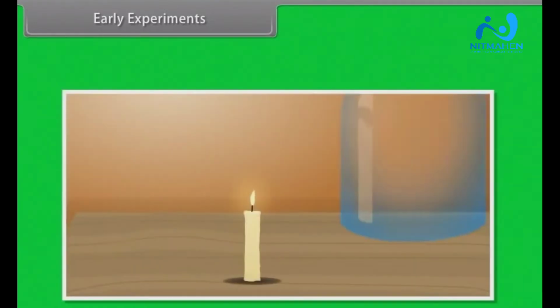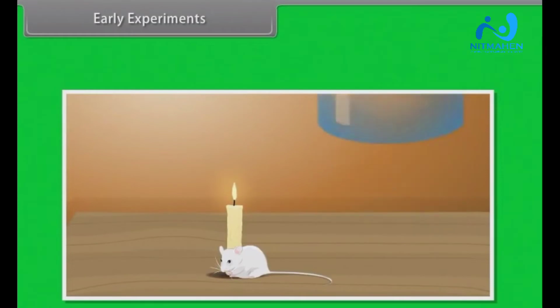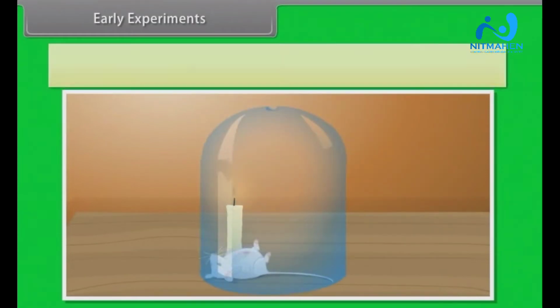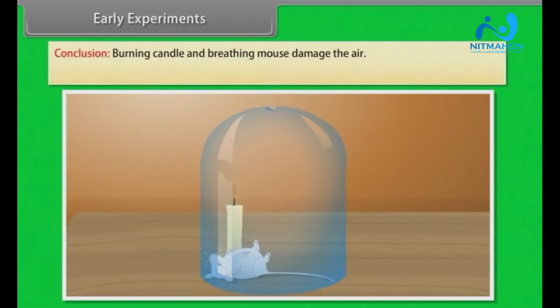Early experiments. Priestley experiment. First he placed a candle in a closed jar and it got extinguished. After that, he placed a mouse in the bell jar and the mouse also got suffocated. He concluded that a burning candle and a breathing mouse damage the air.